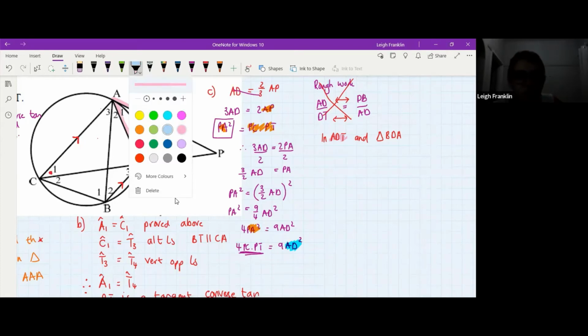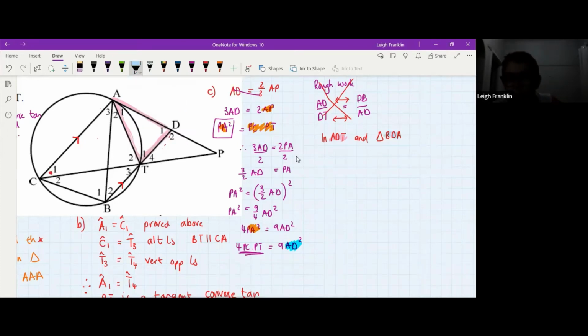Can I just ask, that last statement that you put in under 4a, your 4PA squared equals 9AD squared, the one underneath it, where did you get that statement from? Okay, no problem. I'll happily explain that again. I'm just highlighting this, Kayla. Which one did you want me to explain again for you, Kayla? The last statement, the 4PC times PT equals 9AD squared. Where did I get that from?